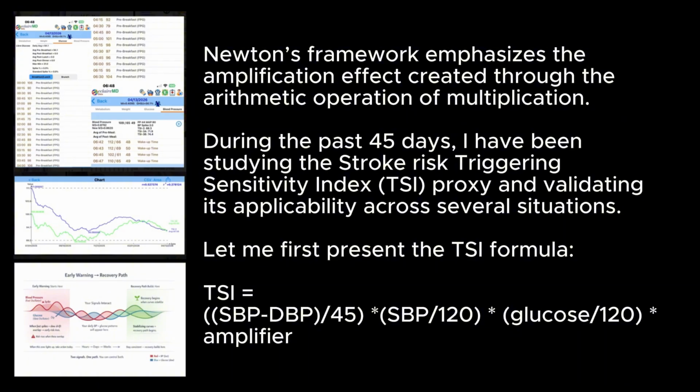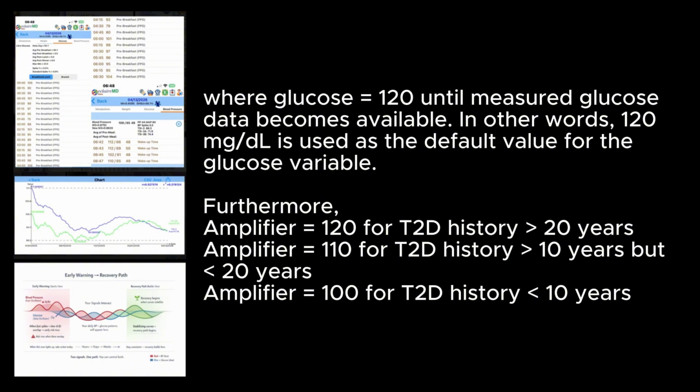During the past 45 days, I have been studying the stroke risk Triggering Sensitivity Index (TSI) proxy and validating its applicability across several situations. Let me first present the TSI formula. TSI equals SBP/dBP/45 * SBP/120 * glucose/120 * amplifier, where glucose equals 120 until measured glucose data becomes available. In other words, 120 mg/dL is used as the default value for the glucose variable.